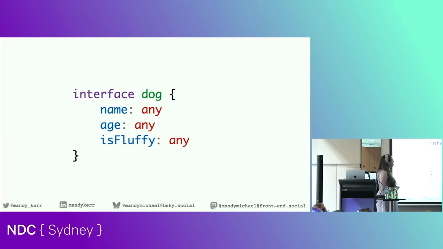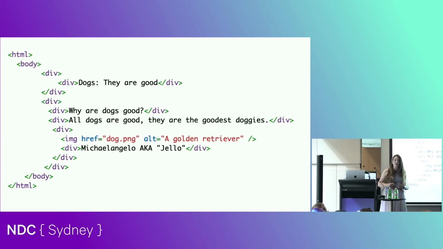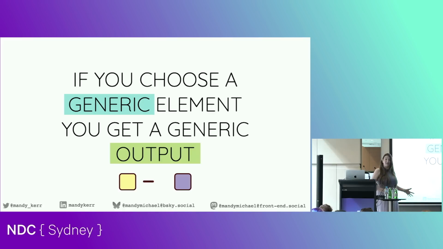And in TypeScript, we have the concept of an any type. And that just means that it can be anything. But if everything is typed as any, you're going to lose the benefits of the language. And this is the same in HTML if you use divs everywhere. You lose the benefits of the language. Because of this, it's really important that we actively choose what types our content are. Because if you choose a generic element, you're going to get generic output. It's the same with TypeScript, same with HTML.